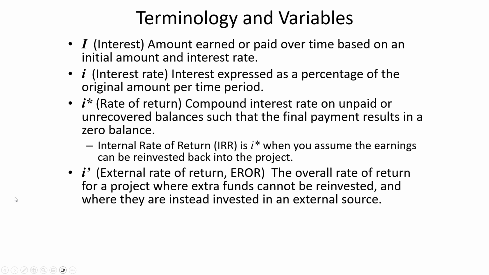So the external rate of return, I prime, is a weighted average that takes into account not only the rate that profits are generated, but also the rate of return earned on where those profits are put after they're generated.